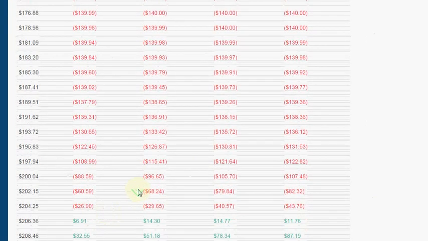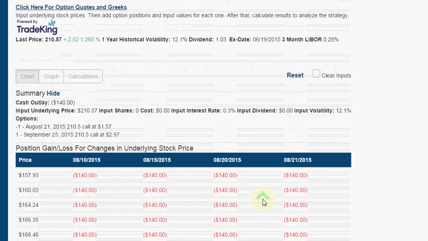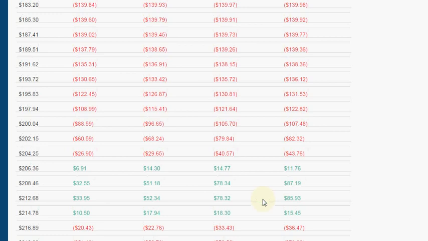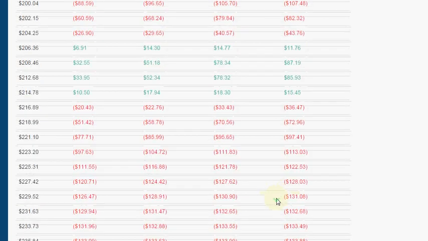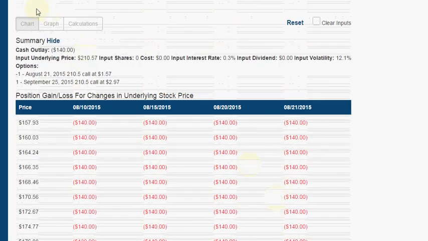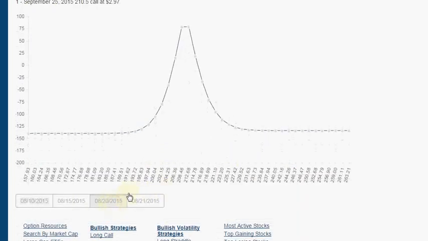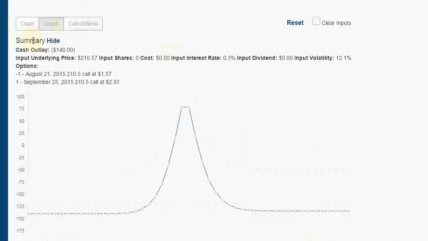If we look, when there's no volatility, we see that we make a profit. So if the price would stay the same at 210.50, you can see in between there, we would make a profit as you come into expiration. And if you look at the graph and how this looks, you can see that there's the profit right there. You can see that we have a cash outlay of $140.